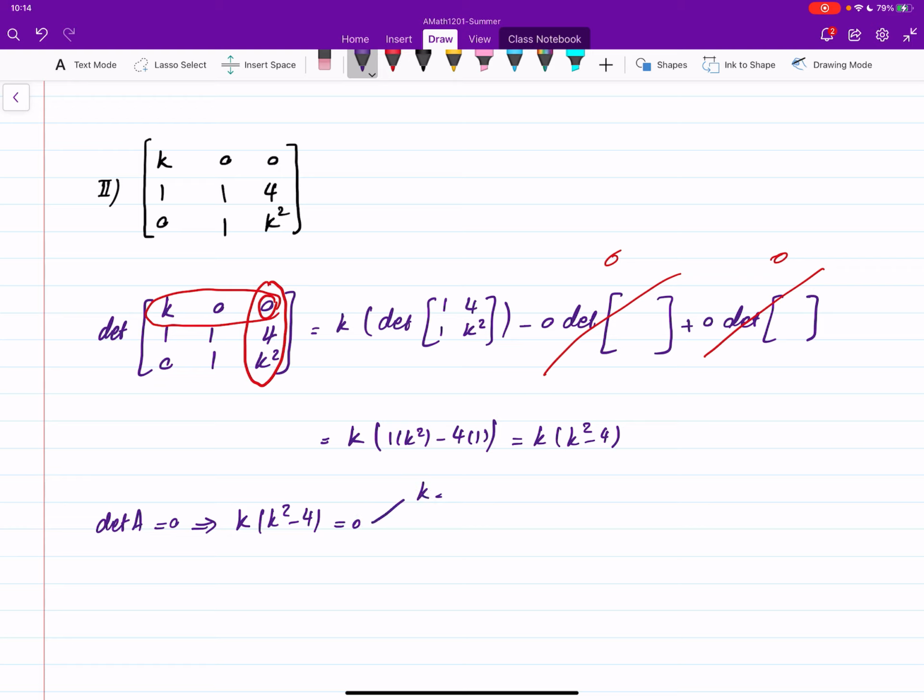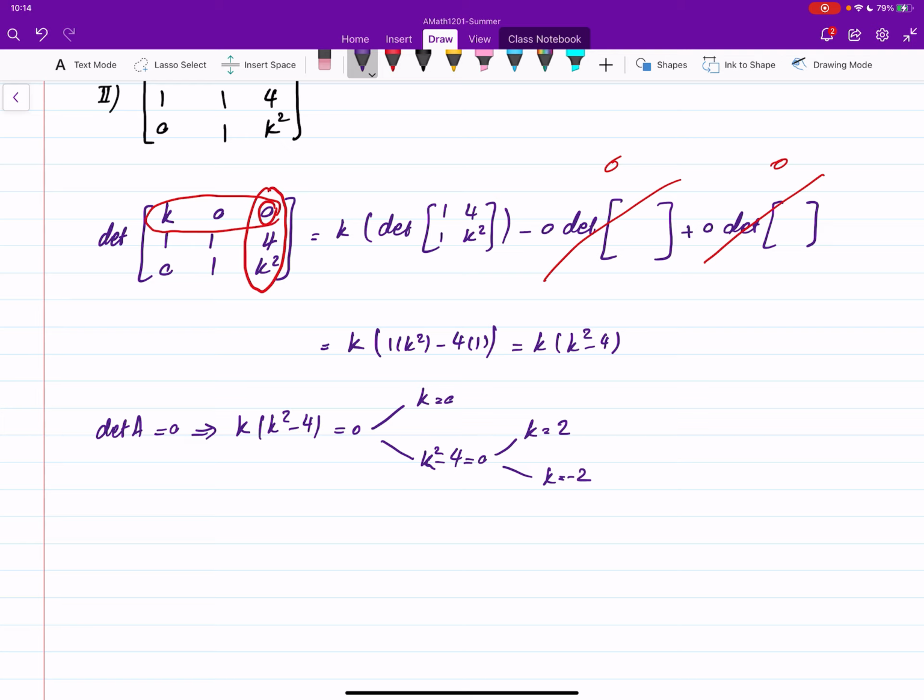This means either k is 0 or k squared minus 4 is equal to 0. From there, you get either k is 2 or k is negative 2. So I have three values which make the determinant 0. Other than that, the determinant must be non-zero. So the determinant of A is not equal to 0 for all k's which are not 0, negative 2, and 2.